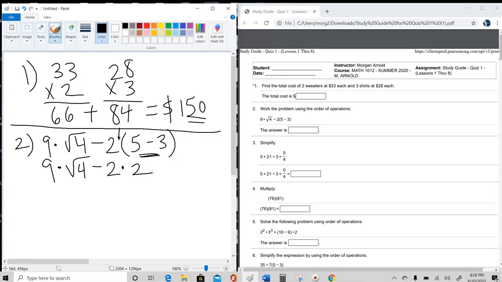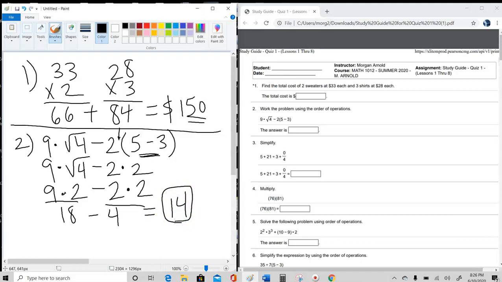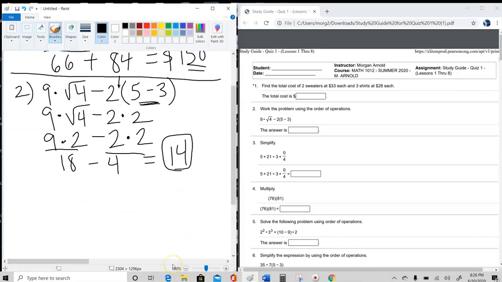Now you can combine steps with order of operations, namely here, evaluate the square root, and we know multiplication is higher than subtraction. So square root of 4 is 2. And do the multiplications before subtracting. So 9 times 2 is 18. And 2 times 2 is 4. Final answer is positive 14.